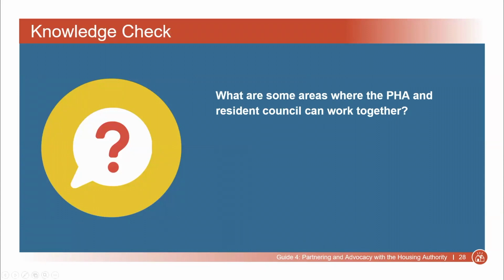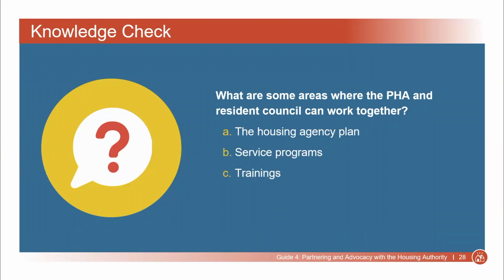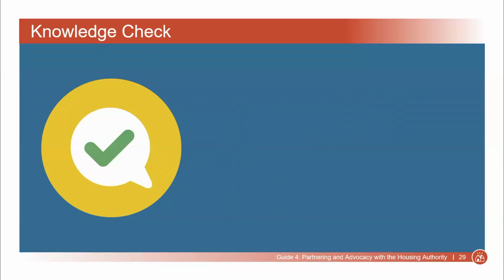Okay, let's do another knowledge check. What are some areas where the PHA and resident council can work together? A, the housing agency plan. B, service programs. C, trainings. Or D, all of the above. We'll pause for a moment for you to consider your answer. The answer is D. These are all areas where the PHA and resident councils can work together.